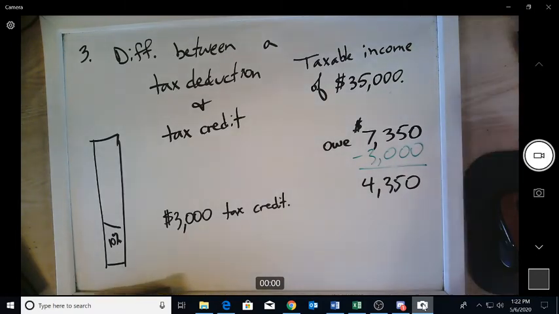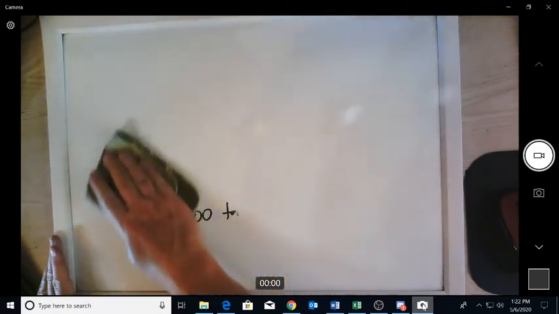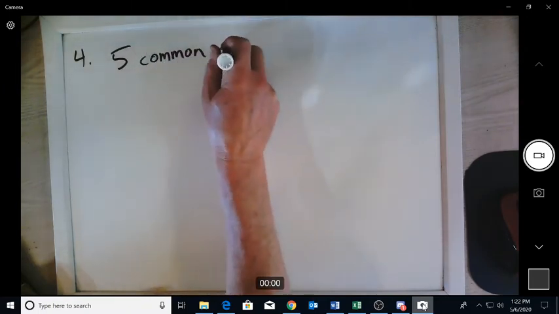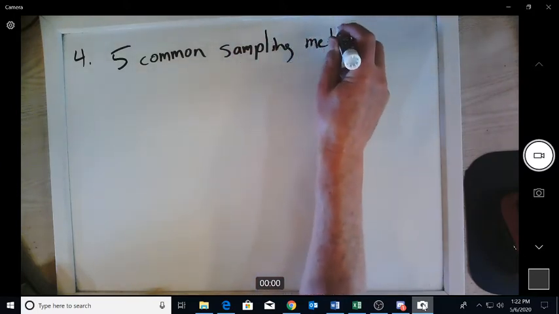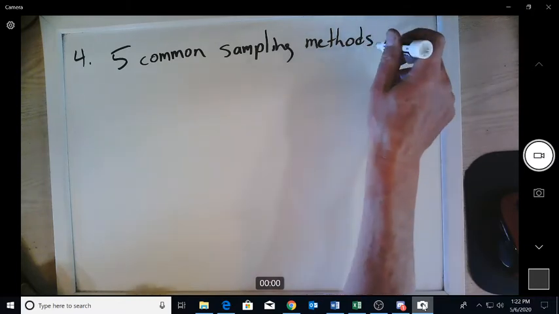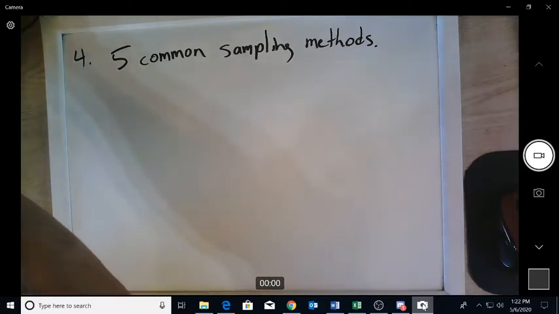So, next question. Name the 5 common sampling methods. What are the 5 common sampling methods typically used?